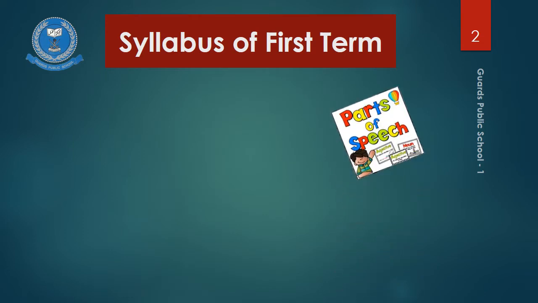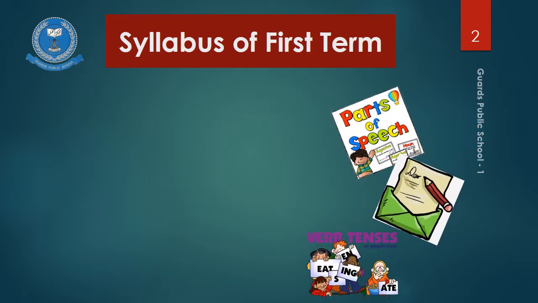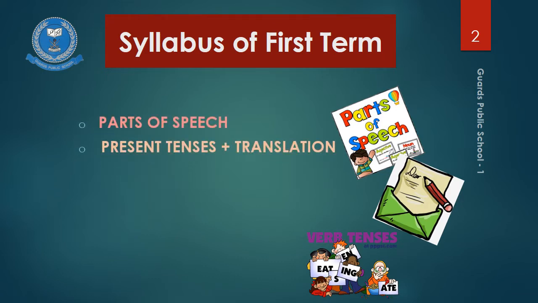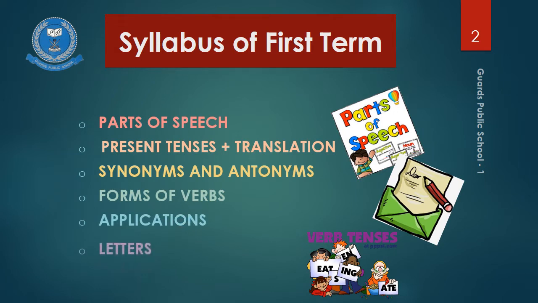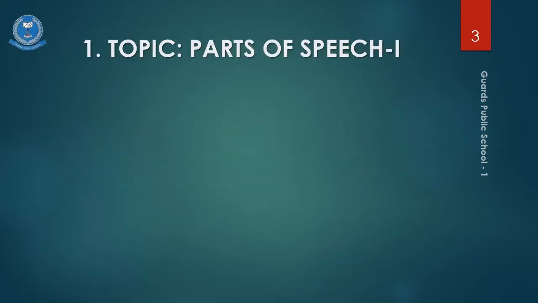Here we have the syllabus of the first term that includes the topics: passive speech, present tenses with their translation, synonyms and antonyms, forms of verbs, applications, letters. So our first topic of the syllabus is parts of speech. So let's begin with parts of speech.